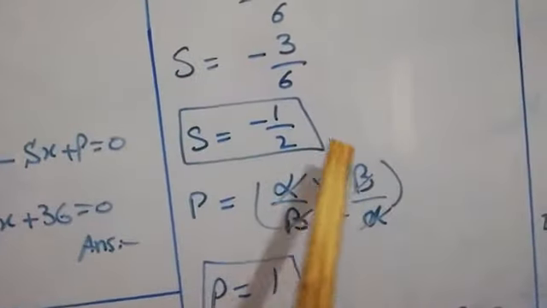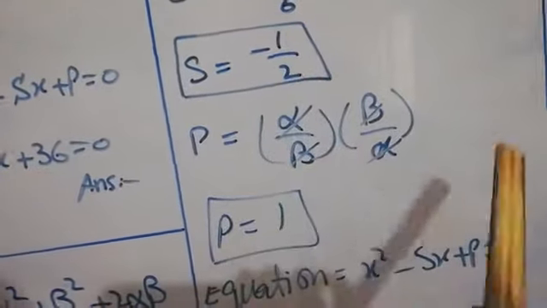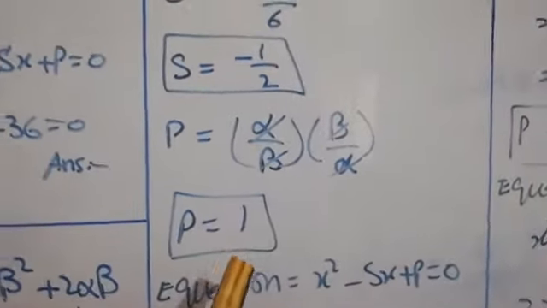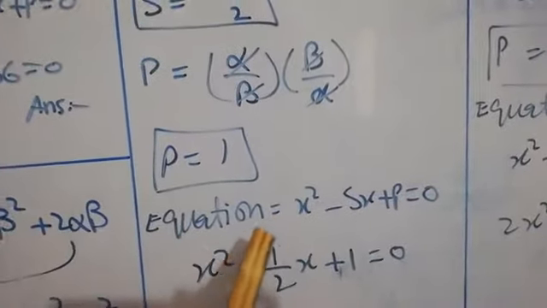Now we will find the product of these given roots. Given roots are alpha by beta and beta by alpha. So alpha by beta and beta by alpha will be cancelled with each other. These are the reciprocal of each other. So the product of roots is equals to 1.